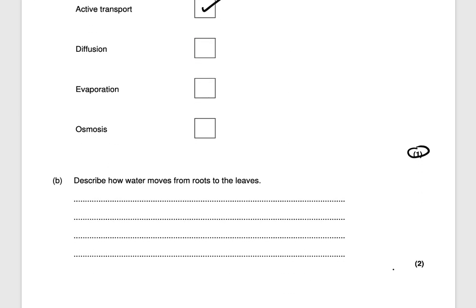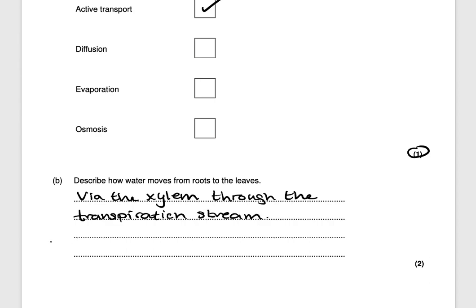Describe how water moves from roots to the leaves. So again, it's a 2 mark question. There are 2 keywords you need. It's saying describe how water moves. You need to state how it moves, what does it use, and what's the process called. So it moves via the xylem through the transpiration stream. Okay, so it moves via the xylem through the transpiration stream, and that would get you 2 marks.